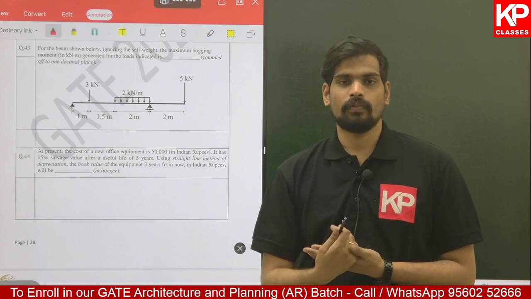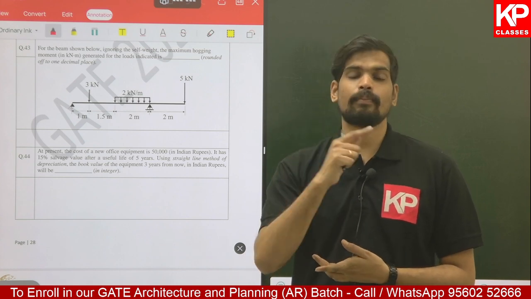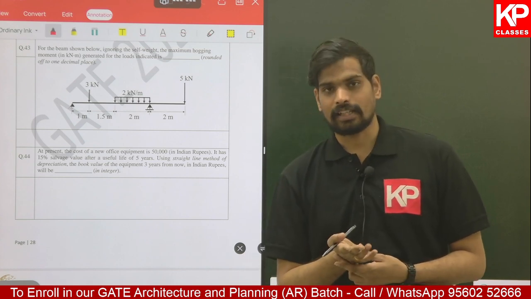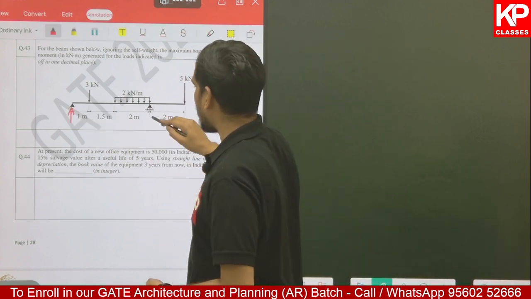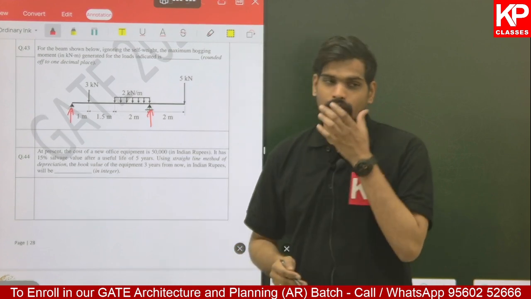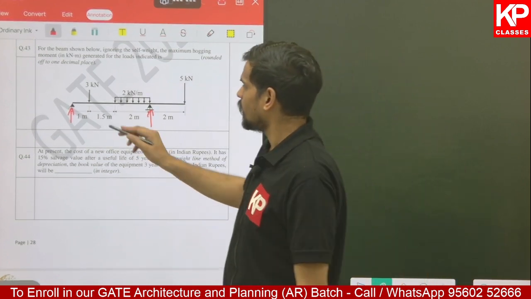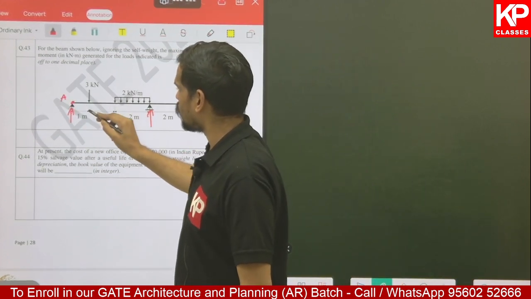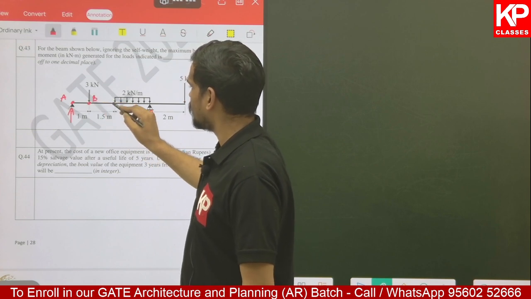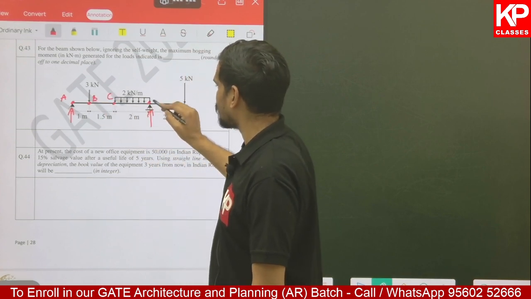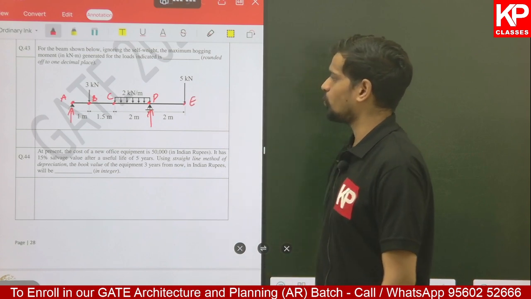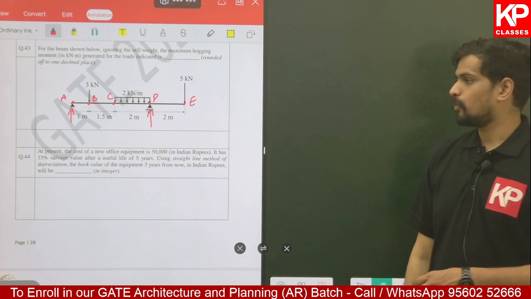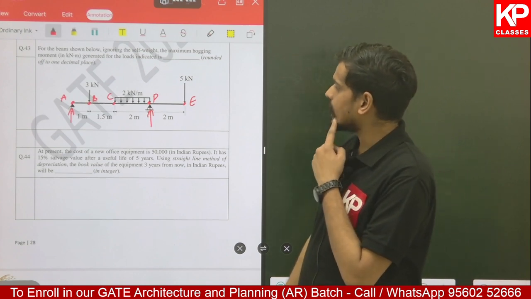In order to draw the shear force bending moment diagram, the first step always is to calculate the support reactions. So in this particular beam, there are two supports. Support reaction over here and a support reaction over here. For the ease of calculation, let me mark these points. Let us say this is point A, point B, point C is where the UDL is starting, point D is where you have the next roller support, and let us say this is point E. So let me mark these as points A to E. There is a reaction at A and also D.